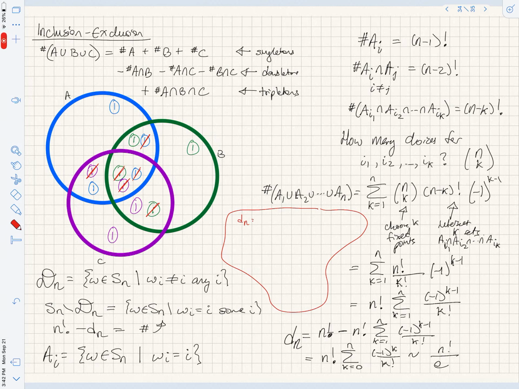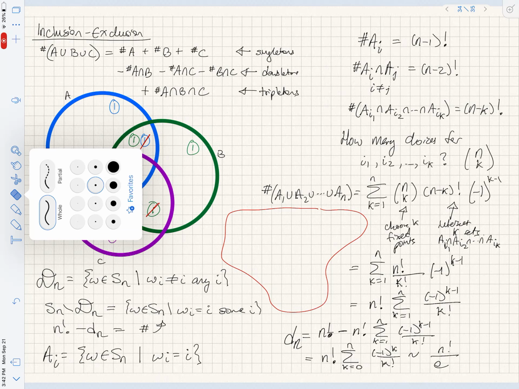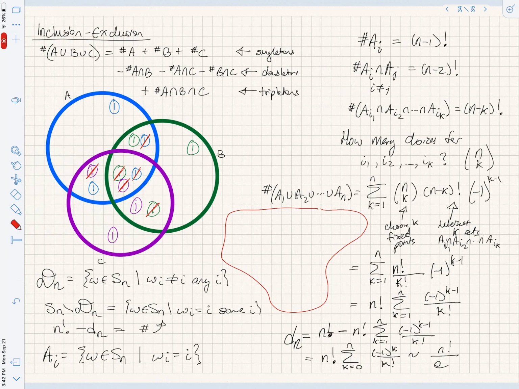Remember, our derangement numbers that we got for Dn. Let's do a little table: we'll have n, we'll have Sn, and we'll have Dn. So n is 1, 2, 3, 4, 5. Sn is, of course, n factorial, so this is 1, 2, 6, 24, 120. Dn we saw was 0, 1, 2, 9, and 44.